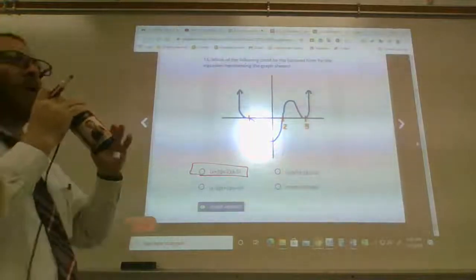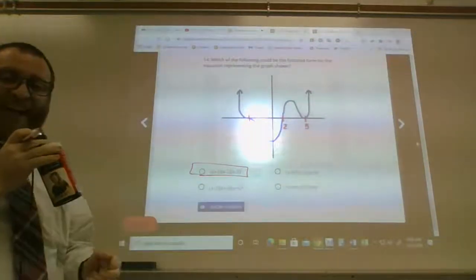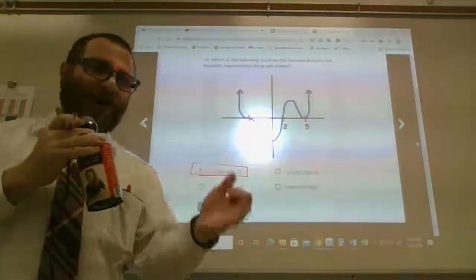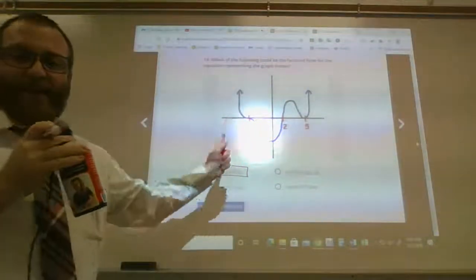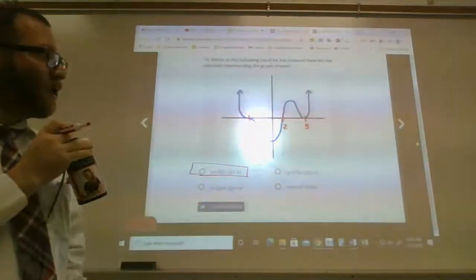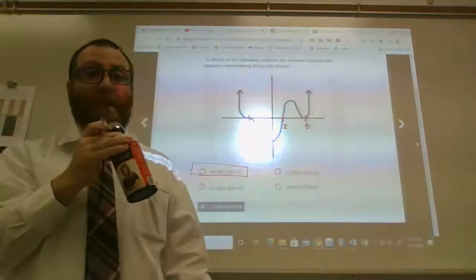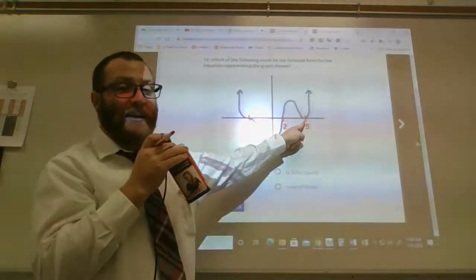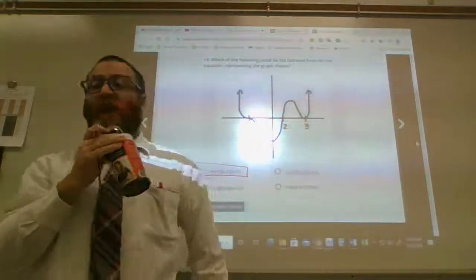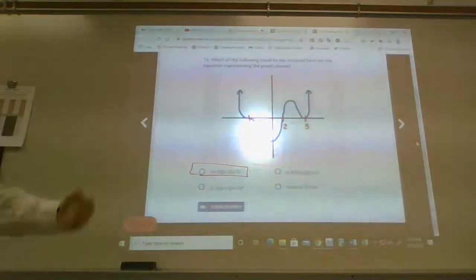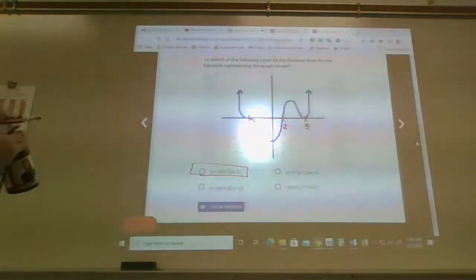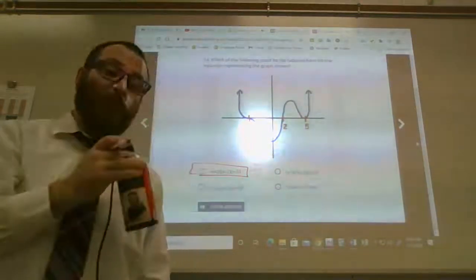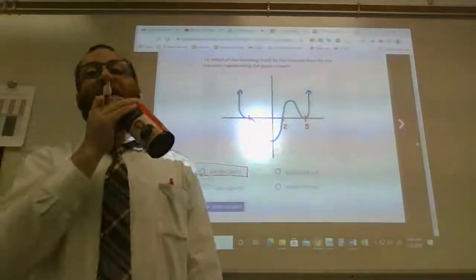Under normal circumstances you would be correct. However, this is one of those things that I haven't actually written down yet. I've talked about it, but I haven't written it down yet. This graph has a repeated solution at the turning point. The turning point lies directly on the x-axis, and because of that, by the definition that I'm going to write down in our notes today, it has a repeated solution. And because it has a repeated solution, it has a repeated factor.